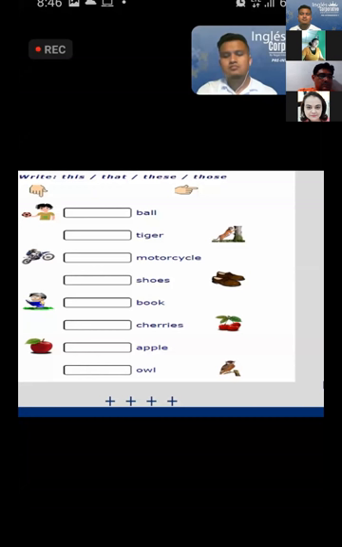Tres. El tres. Moto. The number three. Sí, sí. Motocicleta, ¿verdad? Yes. Sería singular. Sí, singular. This. Ah, I'm sorry. This, okay. Porque es singular. Yes.